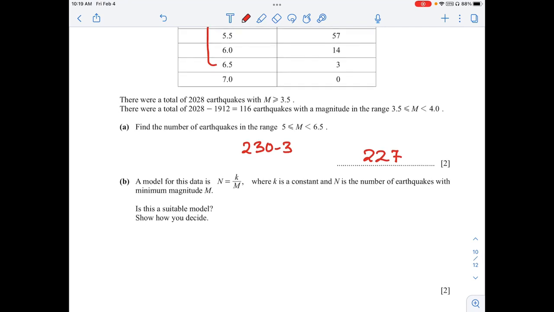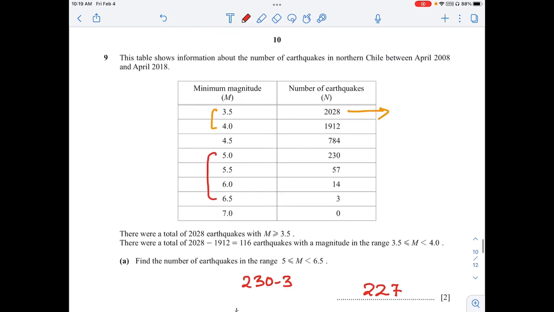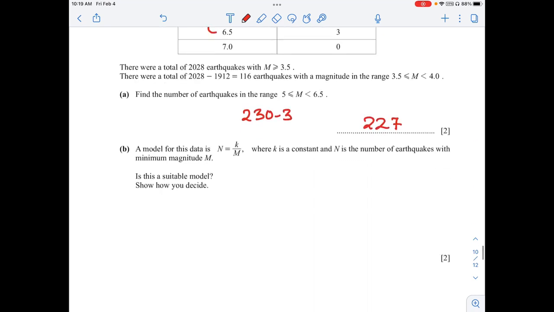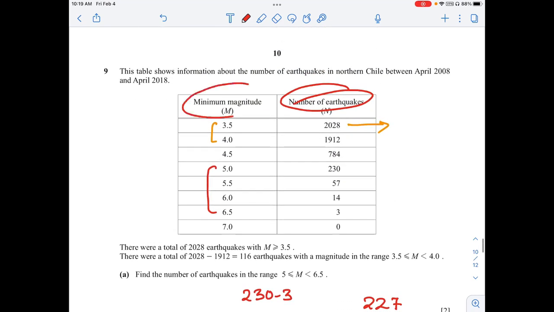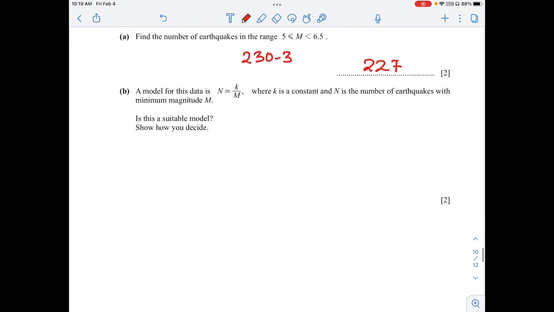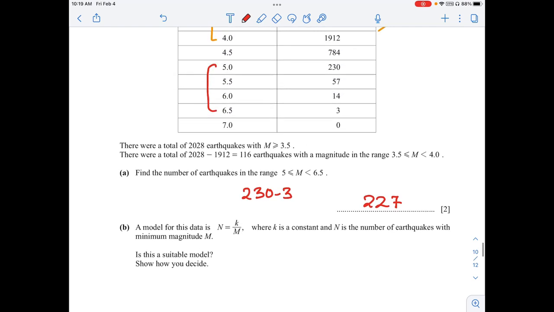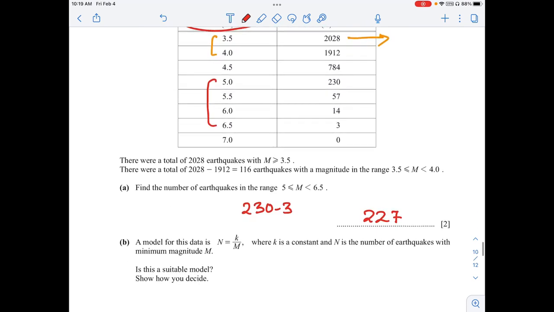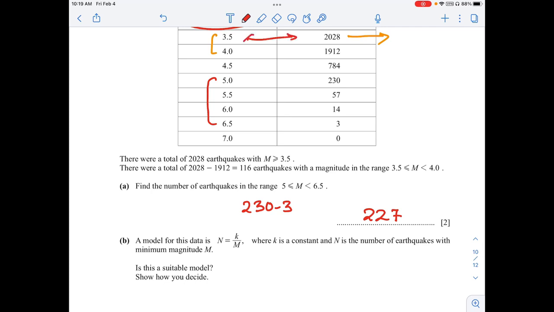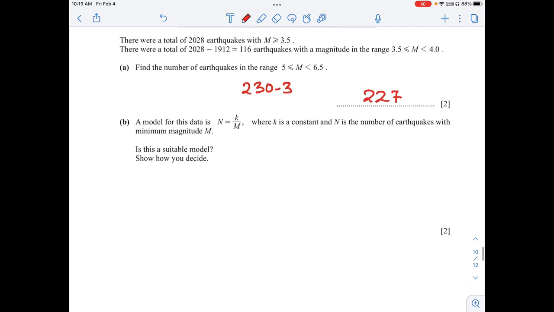The model for this data is N equal to k by M, where k is a constant, N is the number of earthquakes, and M is the magnitude. Is it a suitable model? So how do you decide? For example, we take 3.5 and 2028. N is 2028, equal to k upon 3.5.